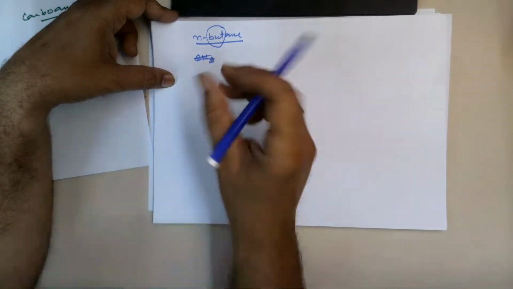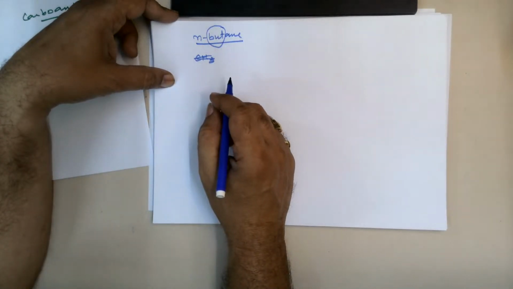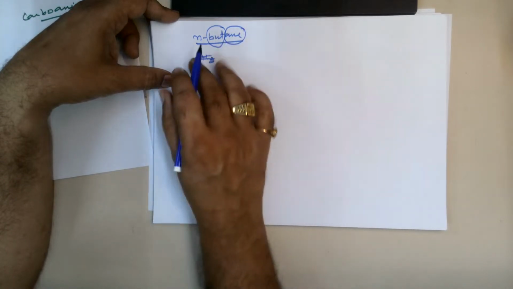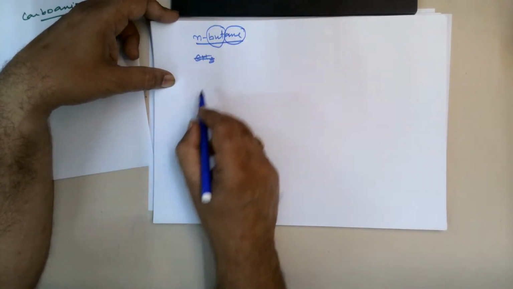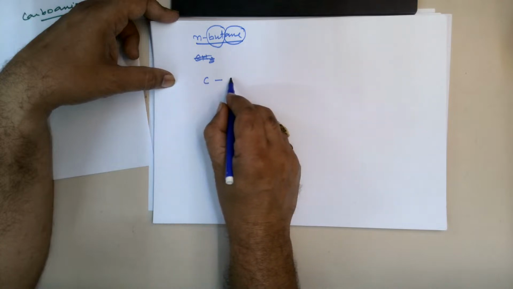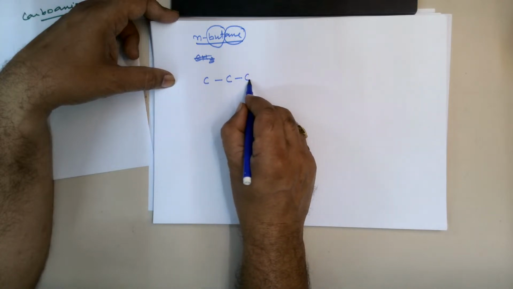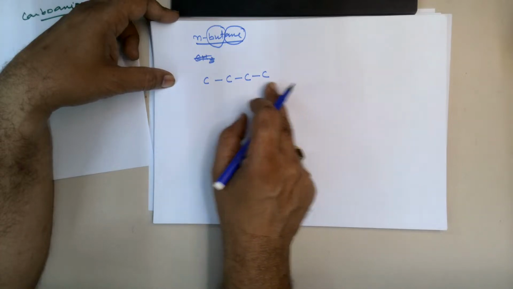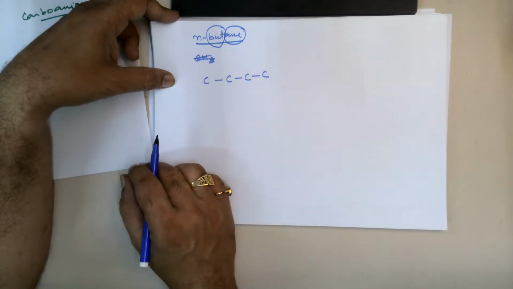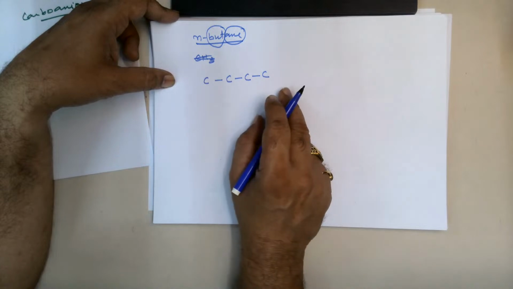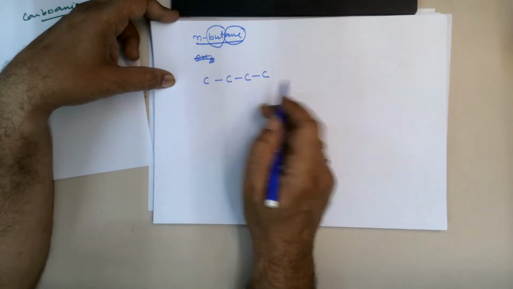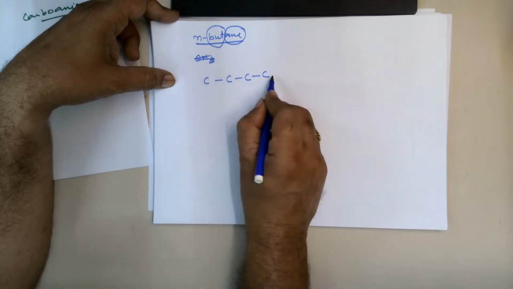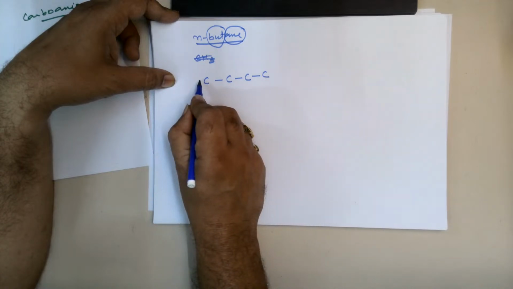That is the prefix. But means 4 carbon chain. Ane means they contain only single bonds. So you can draw the structure like this: C, C, C, C. I have drawn 4 carbon atoms attached with 3 bonds like this, and it is a normal chain. And then next thing, you have to fill up with the valency of carbon.